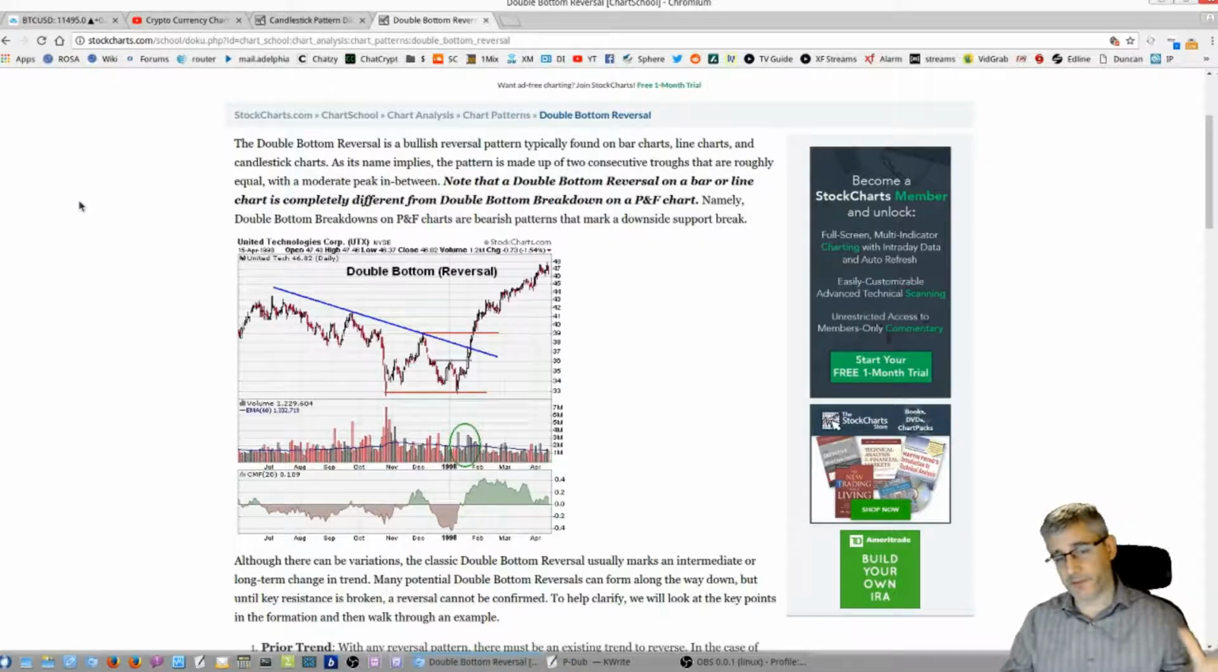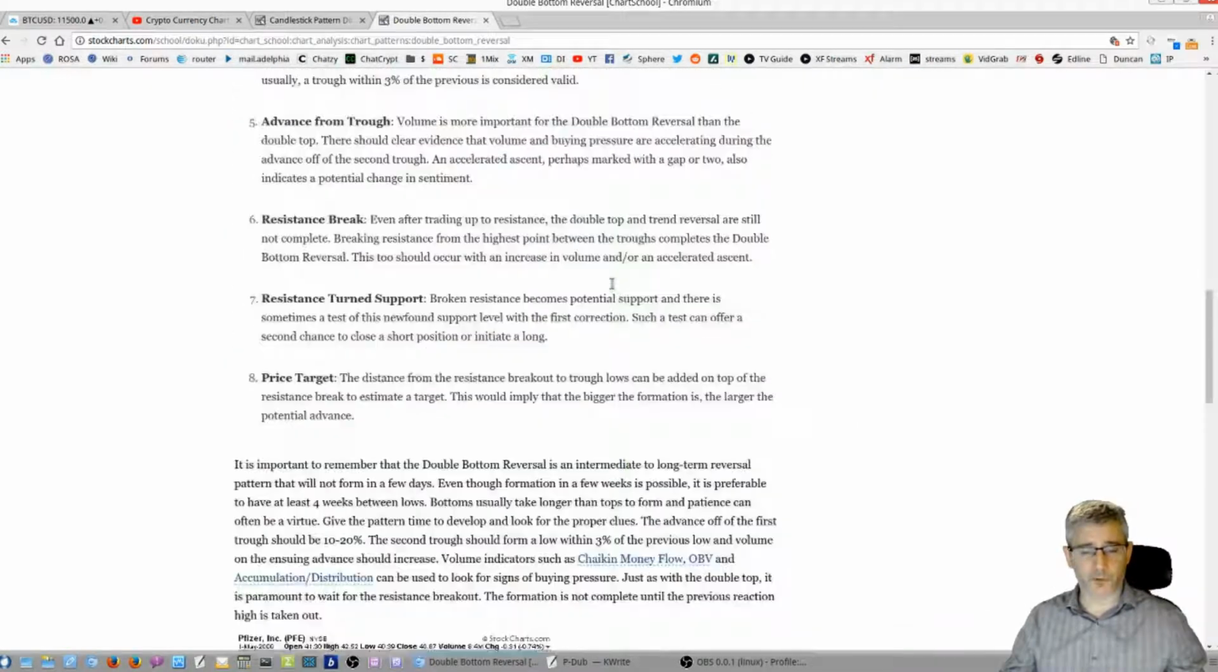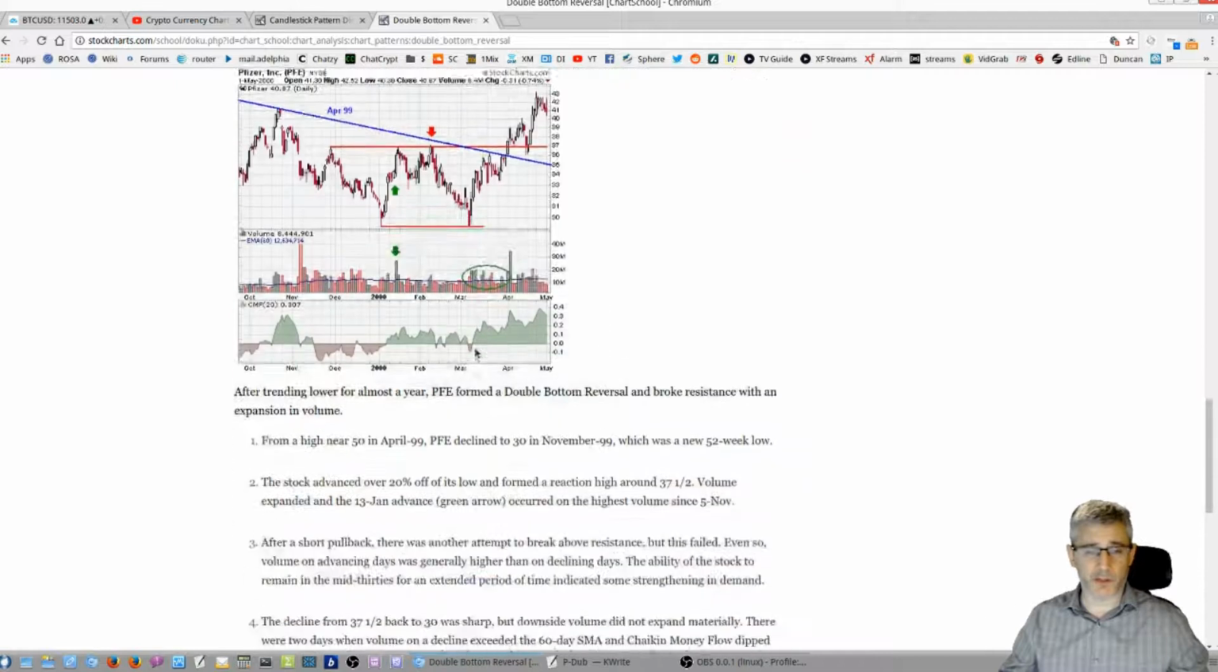Okay, so here's an example of a double bottom here from stockcharts.com. You can see the price touched here, started to rally and tested it again, and then broke out. Conversely, at the bottom here, we can see a double, triple top, basically testing that resistance line, bouncing off it, and heading into a bear trend.